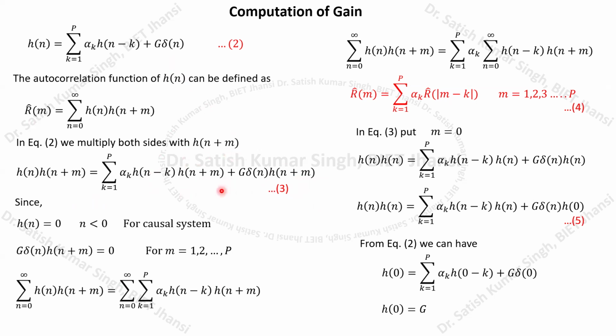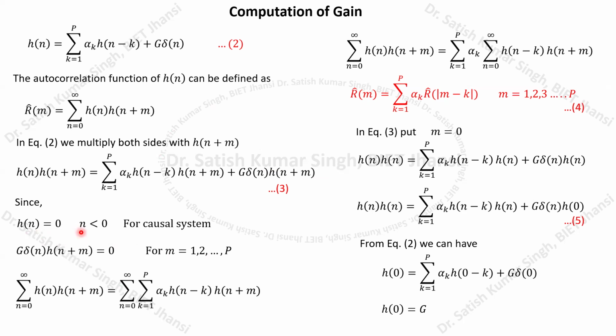Now one thing that we have to look at is the result of this multiplication, G delta[n] h[n plus m]. Since we have a delta function delta[n], we have to take care. For a causal system, h[n] is going to be 0 when we apply a sample at n equals 0, the response will be available only for n equal to or greater than 0. So for n less than 0, the impulse response of the system must be 0. We have to remember that because it is a causal system. Therefore, h[n] equals 0 for n less than 0, right?